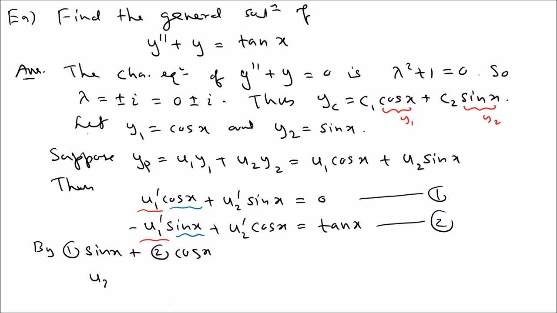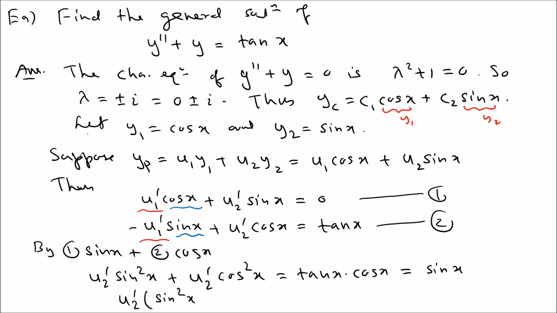You are going to get u2 prime sine squared x plus u2 prime cosine squared x equal, so the bottom one you multiply by cosine, so it is tan x times cosine x. Tan means sine over cosine, so this is equal to sine x if you simplify. And here you can see this is 1, so you get simply u2 prime times sine squared x plus cosine squared x, which is equal to sine x, but this is 1, so this implies u2 prime equals sine x. That's all you get. Now you take the integral, you get u2.